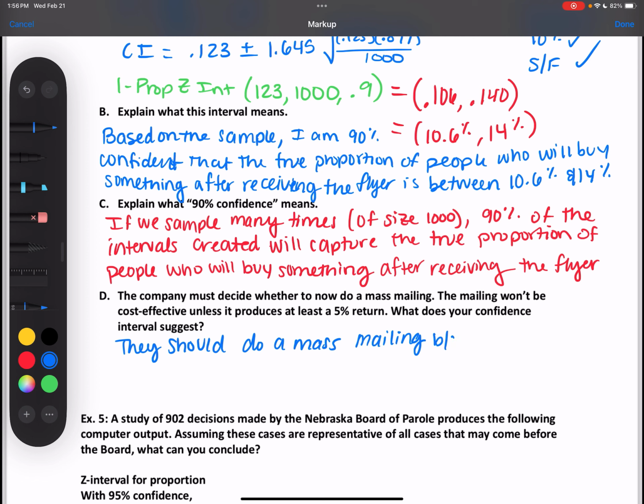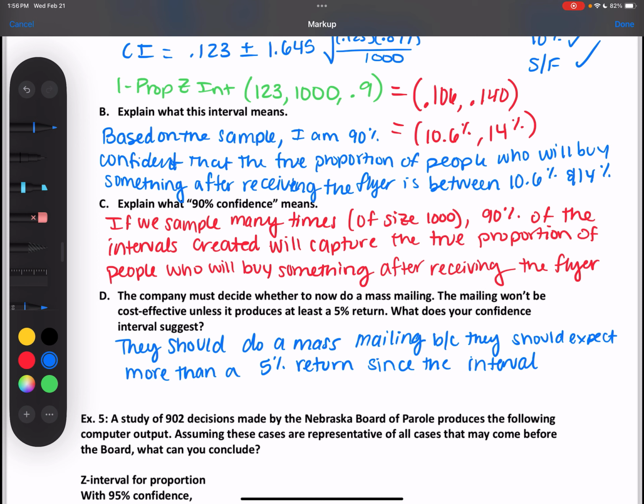Because they should expect more than a 5% return, since the interval is above 5%.